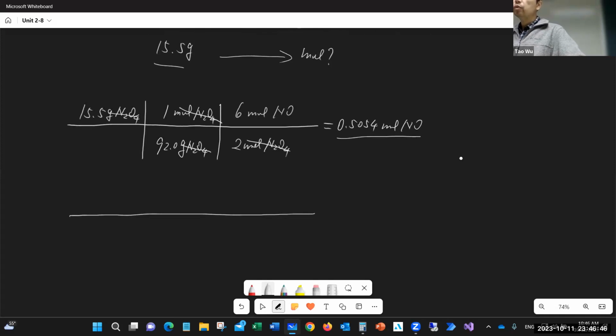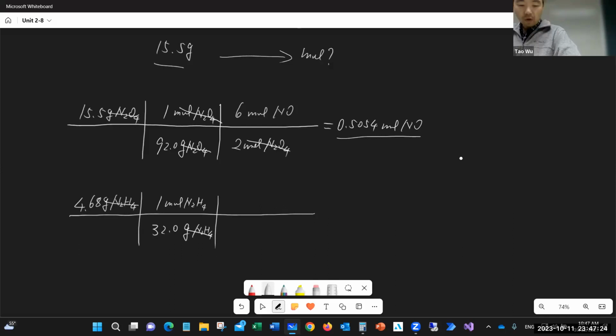So what if we use up all of the N2H4? Okay, so we have 6.468 gram of the N2H4. Again, you divide by the molar mass of the N2H4, which is 32.0 gram of the N2H4 equal to 1 mole of the N2H4. So after this, you got a mole of the N2H4.